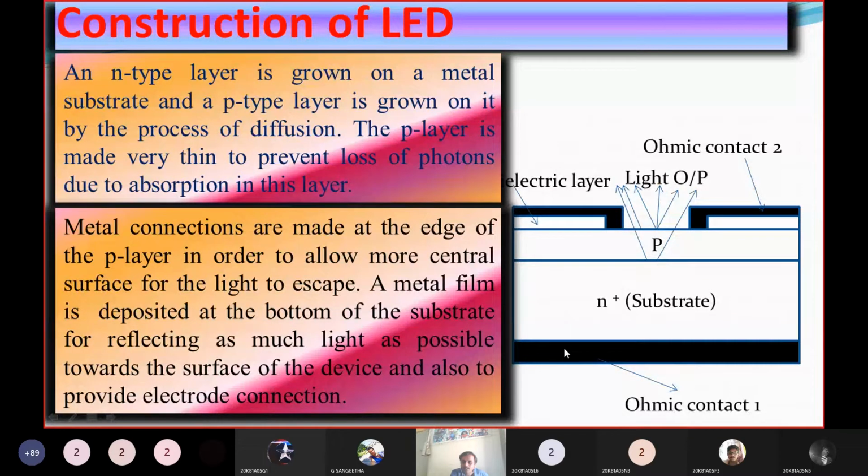What is the use of that metal film? If any light is going in the downward direction, that light is reflected by this metal surface and goes only in the upward direction. This metal surface is also used for ohmic contact. For the N region, the negative terminal of the battery is connected, and similarly the positive terminal of the battery is connected to the P region.